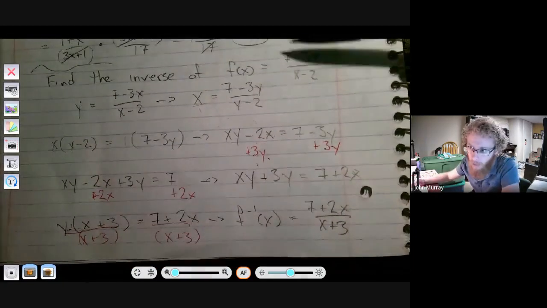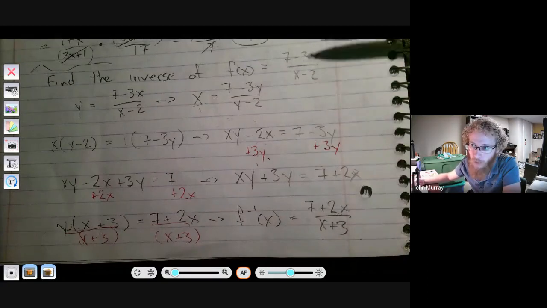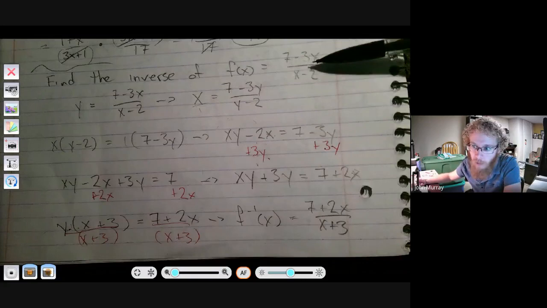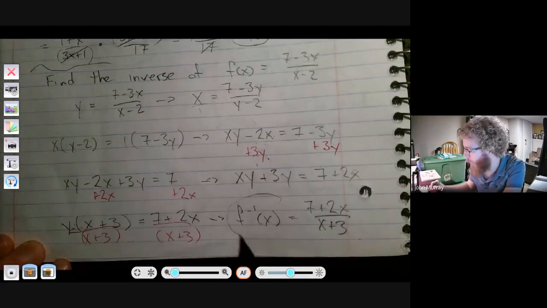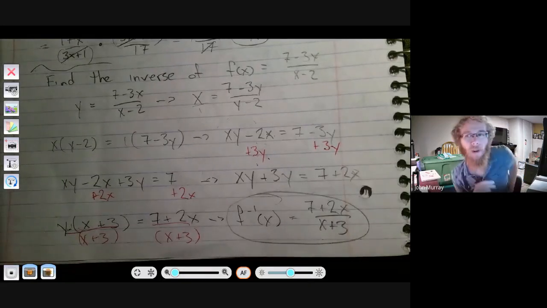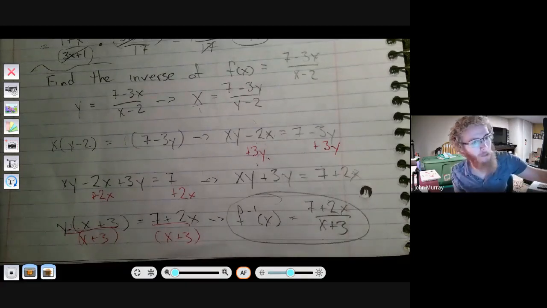So again, we're using kind of the same numbers, but you can obviously see some things changed. 7 minus 3x, 7 plus 2x, x minus 2, x plus 3. All right, so that would have been your final answer. Any questions?